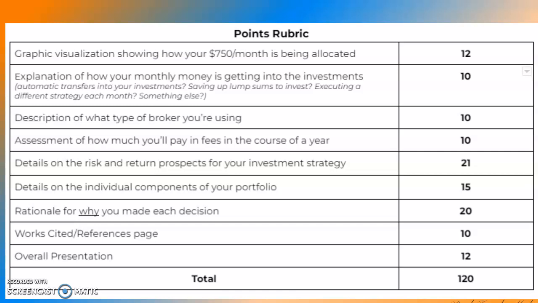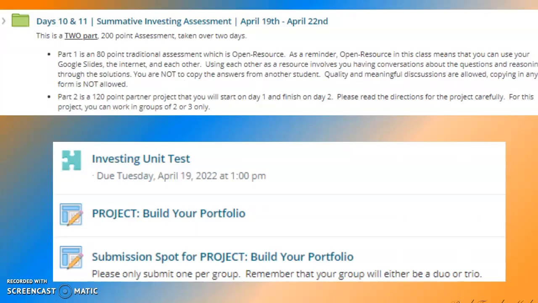You have this in your document, or you can pause it here if you want to look at how many points each portion is worth. And how are you going to locate all this? When you're in Schoology in our investing unit, just simply go to the folder that says days 10 and 11. And the first thing you're going to do on the first day is the investing unit test. And after you finish that, which is open resource, you are going to start the project on day 1.